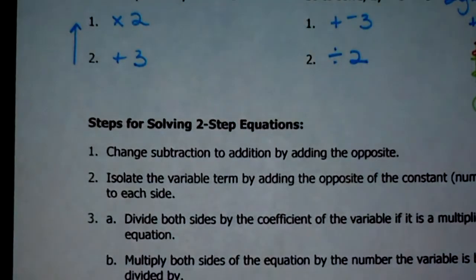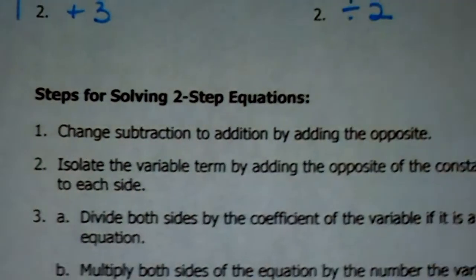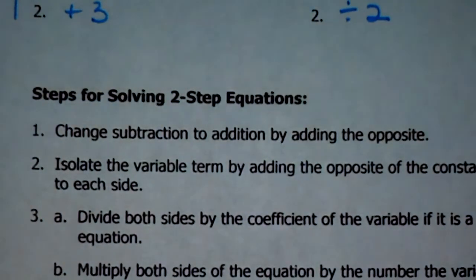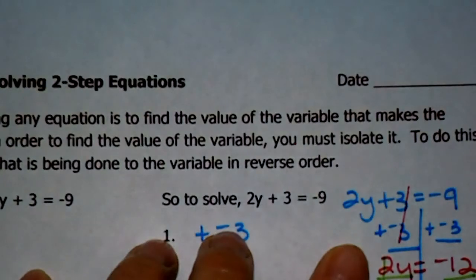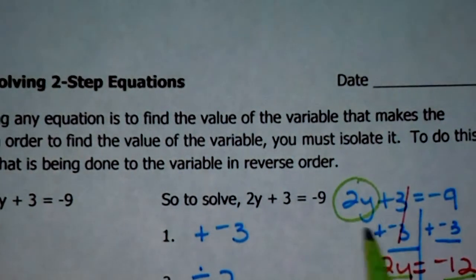You're going to change all your subtraction to addition by adding the opposite still. We're going to isolate the variable term first. So in this, do you see how we got 2y by itself first? That's what I mean by isolate the variable term. It's the term that has the variable with it. So isolating that first means get rid of the constant that's being added by adding the opposite of it.